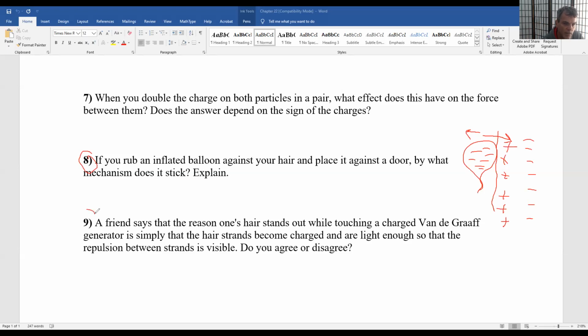And last but not least, number 9, your friend. A friend says that the reason one's hair stands out while touching a charged Van de Graaff generator is simply that the hair strands become charged and are light enough so that the repulsion between strands is visible. Do you agree or disagree? In this case, the answer is you agree. Like charges repel, and when you touch a Van de Graaff generator, the charges transfer from the generator to you, into your hair, well, into all parts of you, but your hair is light enough that the repulsion can cause them to stand up.